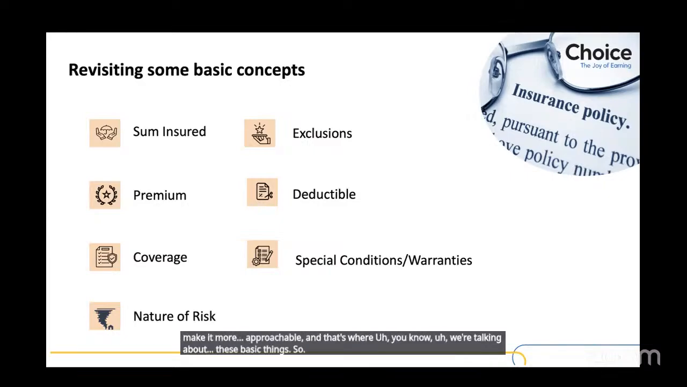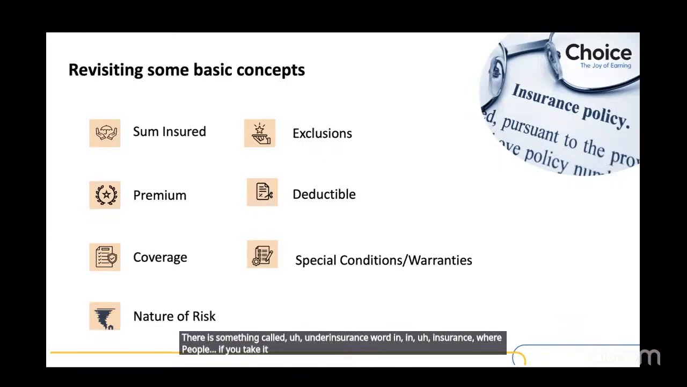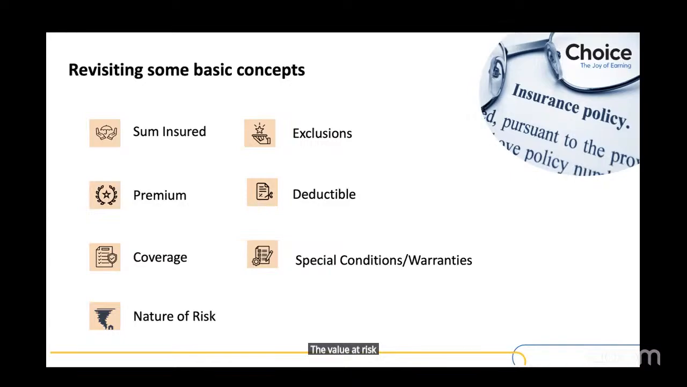So sum insured, if you look at it, is the amount up to which you cover yourself, and we see that a lot of times the sum insured is not taken adequately. There is something called underinsurance in insurance: if the sum insured is taken less than the actual value at risk, the claim doesn't pay the entire amount if a claim happens. So the sum insured has to be taken adequately. I'll come to those parts as we proceed in this session.